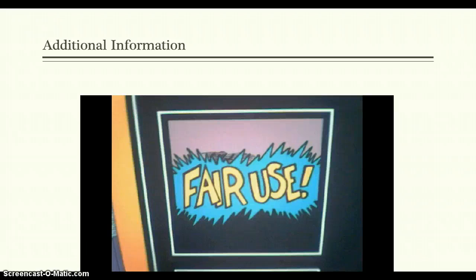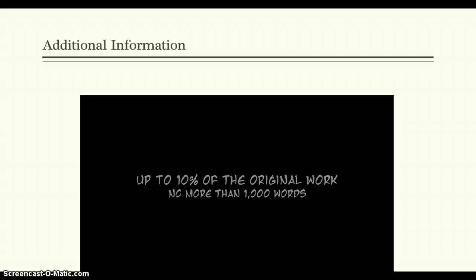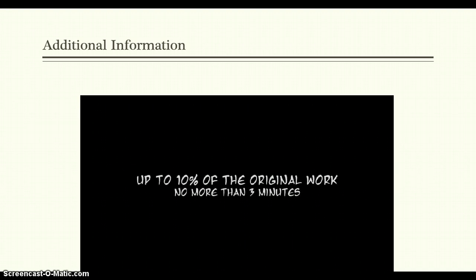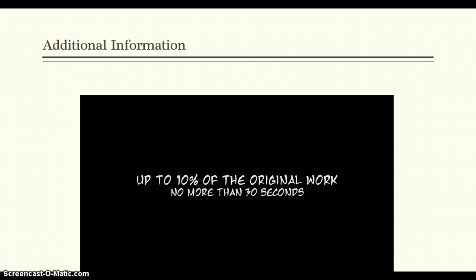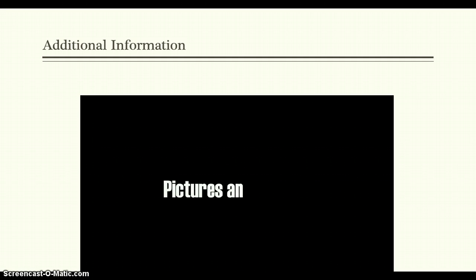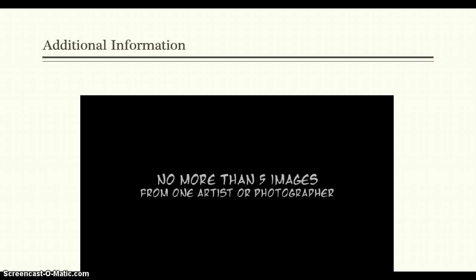Fair use law allows students and teachers to use certain amounts of copyrighted material in our work. We are allowed to use a certain amount of written work, and that is up to 10% of the original work and no more than 1,000 words, whichever is less. For movies and video, we are allowed to use up to 10% of the original work, no more than 3 minutes, whichever is less. Music and lyrics are also allowed up to 10% of the original work and no more than 30 seconds, whichever is less. And finally, pictures and photographs. We can use up to 5 images from one given artist or photographer.